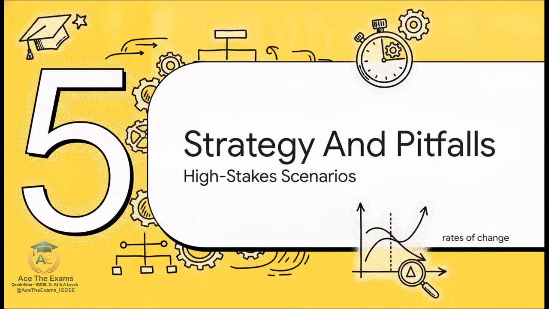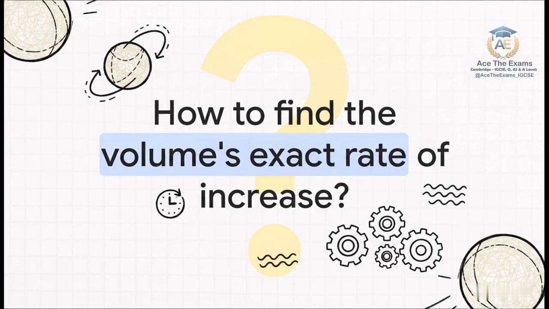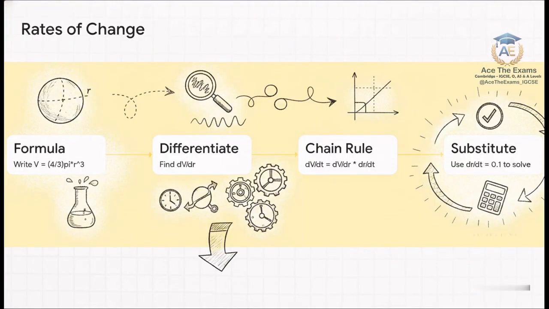And finally, Section 5, Exam Strategy and Pitfalls, the high-stakes scenario. So let's test your mark scheme thinking with a classic high-stakes Cambridge rates of change scenario. Imagine a sphere's radius is increasing at 0.1 meters per second. How do you find the exact rate the volume is increasing? When you see a phrase like rate of increase connecting volume, radius, and time, what mathematical rule should immediately jump into your mind? You guessed it, it's the chain rule.